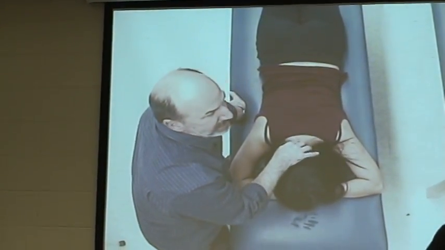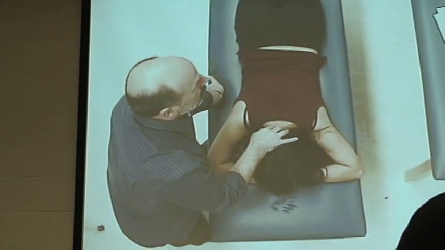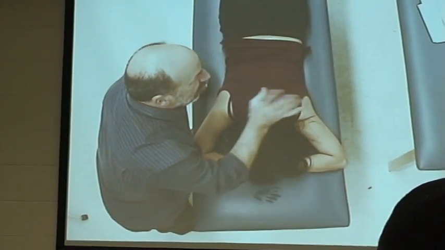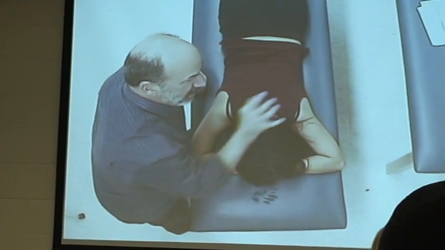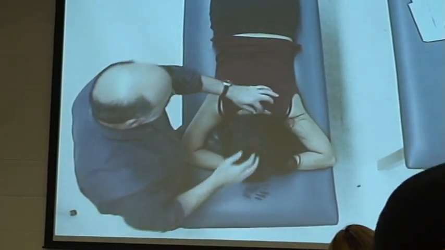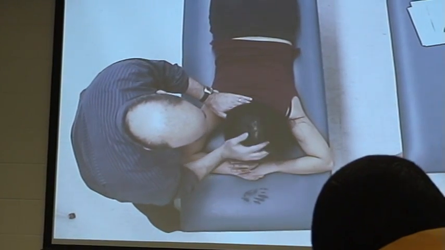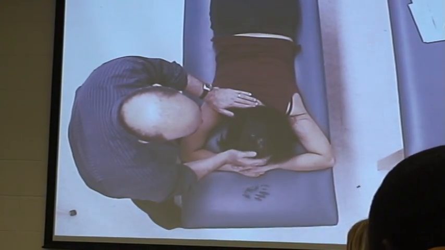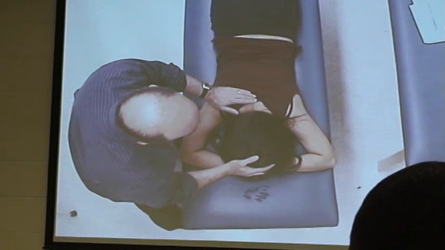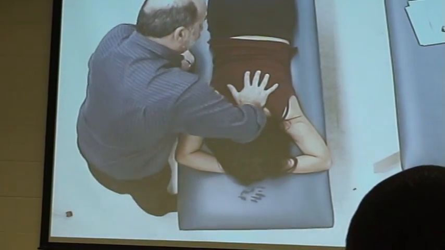And to evaluate T1, 2 extension, this is what I'm going to do. The PA central, which is going to close the facets and extend the spine. I'm going to be on the spinous of 2. So how do I find that? I come down the spine, and I extend, and I find the prominens, and I come down from there, 1, 2. And I get on 2.